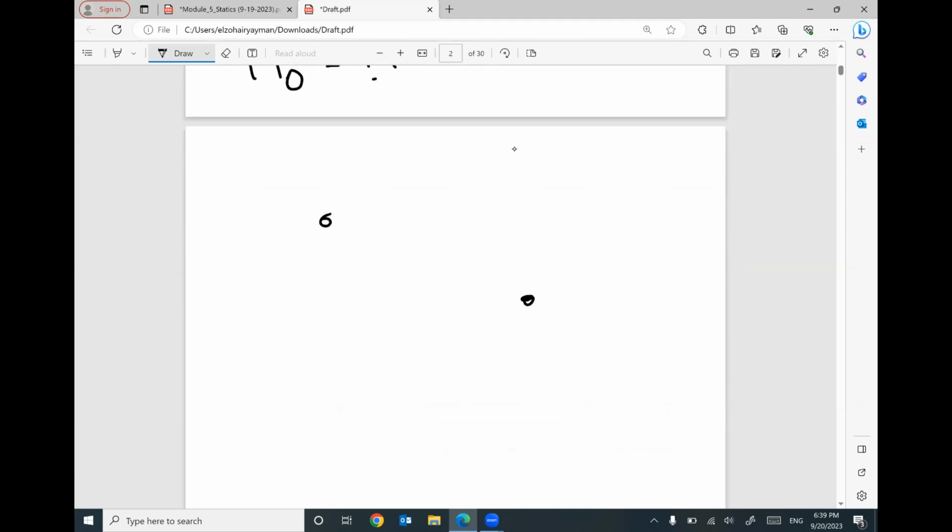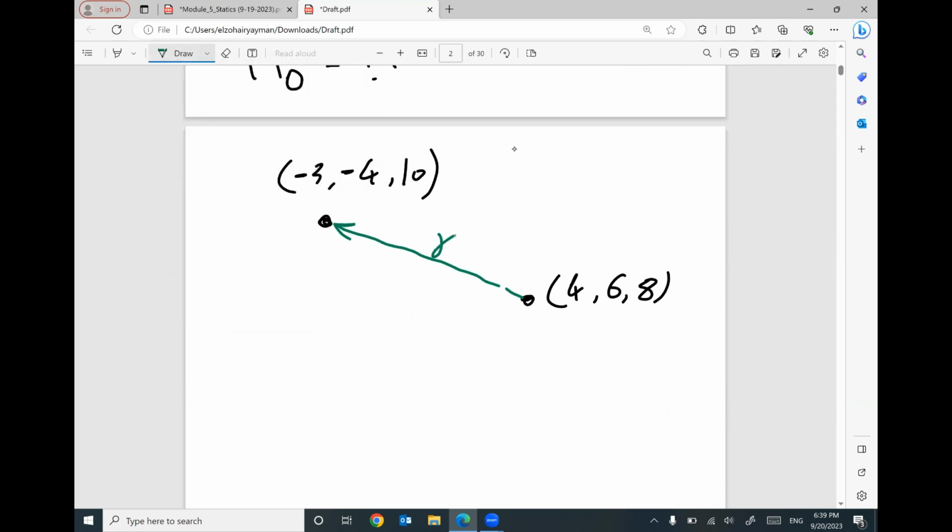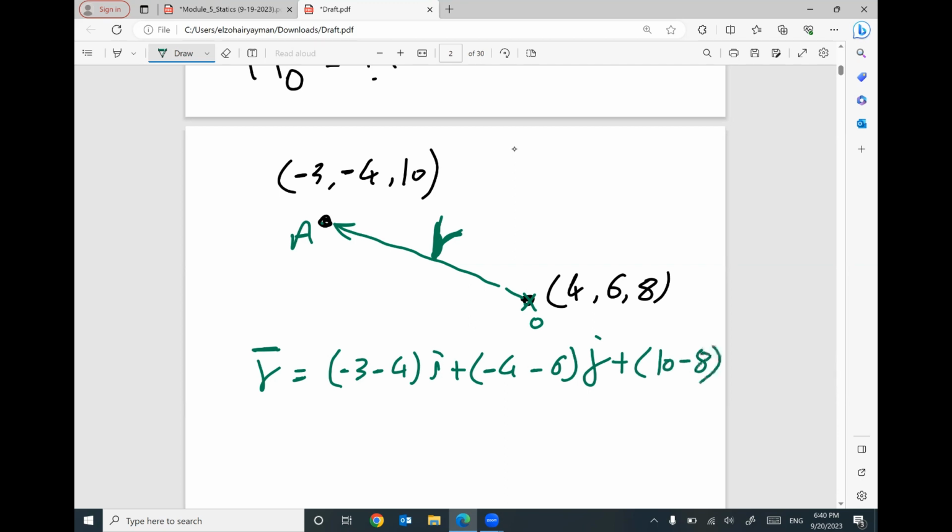If we have a point here and a point here, this point is, for example, (4, 6, 8), and this point is, for example, (-3, -4, 10). And we have a vector between this point and this point, R. So the vector R can be determined like this. Your position vector R equals, since this vector is going from point O to point A, the coordinates of point A minus O. So it will be (-3 minus 4)i plus (-4 minus 6)j plus (10 minus 8)k. So the position vector will be -7i, -10j, and plus 2k. That makes sense? It's very easy.